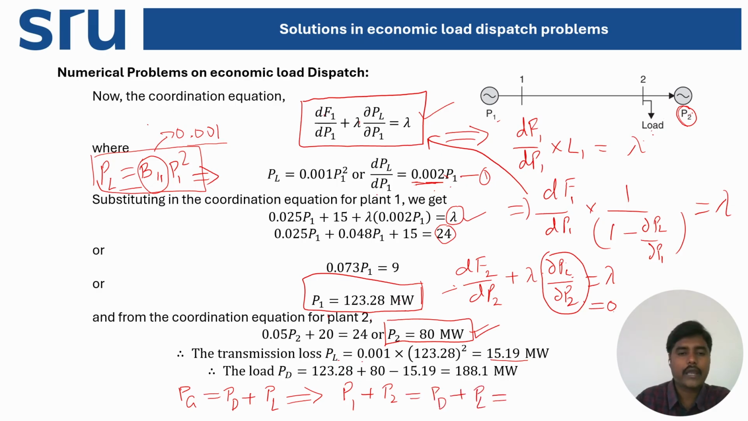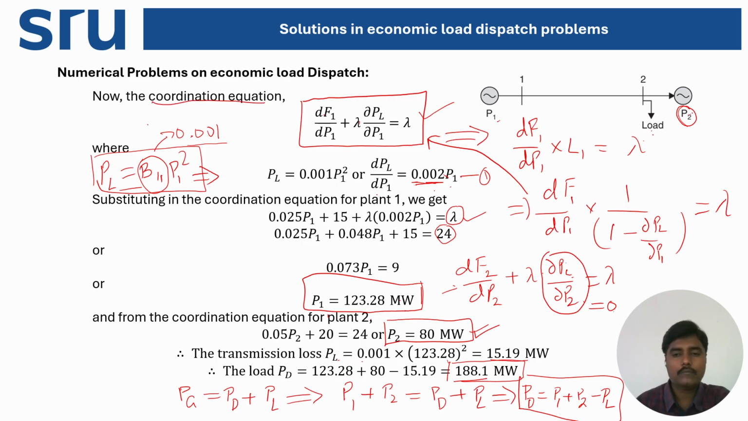So from this you can write the power demand you want to find. So PD will become equal to P1 plus P2 minus PL. So using this particular equation, you can get the value for PD as 188.1 megawatt. So all these steps are by using the first approach, that is by using coordination equation.